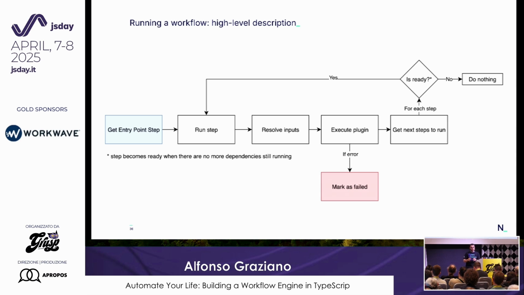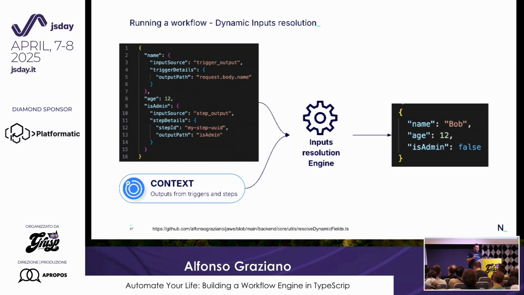As soon as we have resolved all the inputs, we execute the plugin, which has been loaded dynamically at runtime. Then we fetch all the next steps that we need to run. As soon as a single step is ready and can be executed, we execute it. Basically, what we are using here is a promise chain, calling the function runStep recursively. We will look into that in a second, but let's start by looking at the first piece.